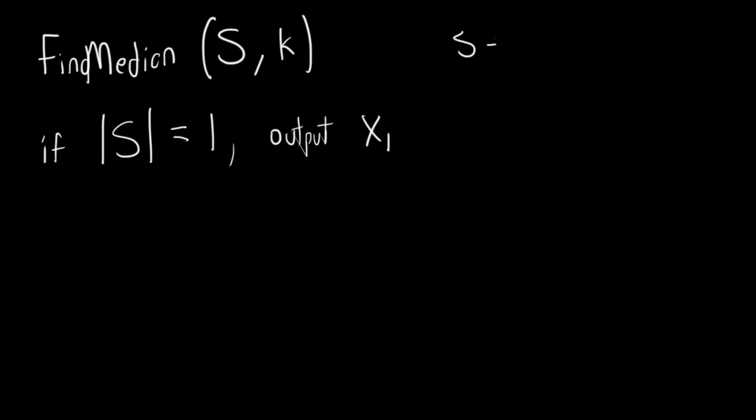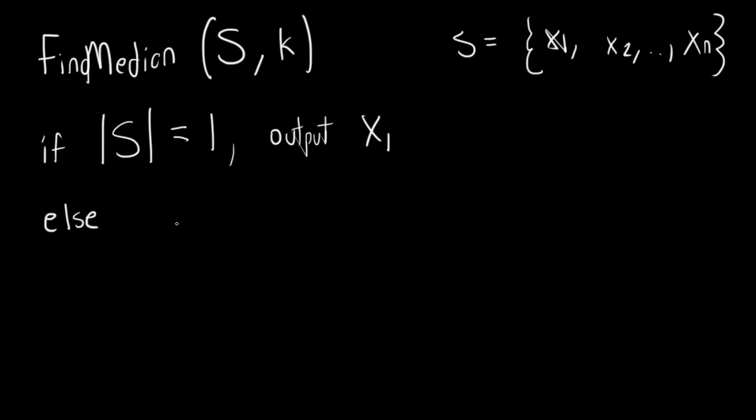Remember, the set here is going to be x1, x2, dot, dot, dot, all the way to xn. So this is our base case, right? If there's only one element, that one element has to be your median. It's the center value by definition. So we will have that base case to stop our recursion.